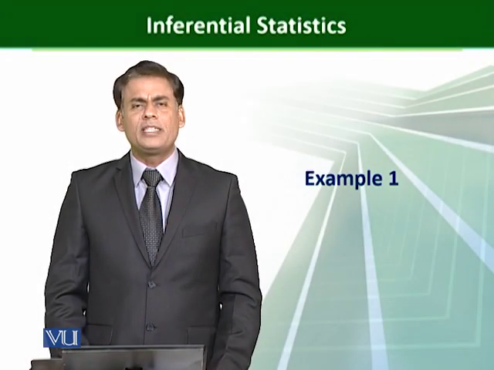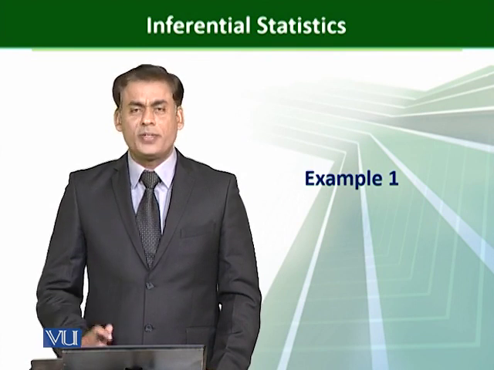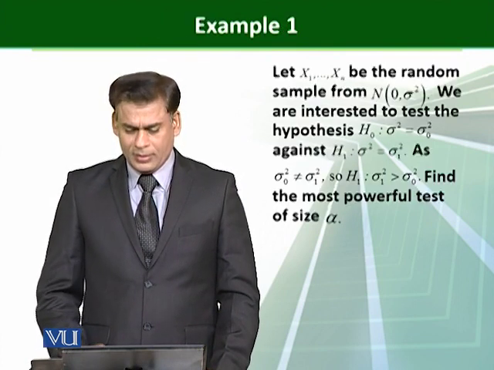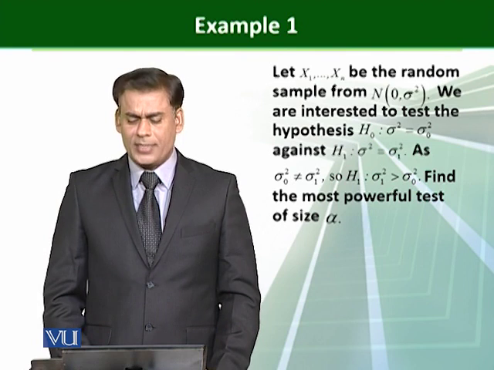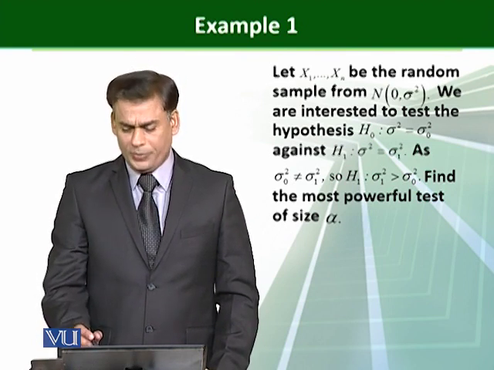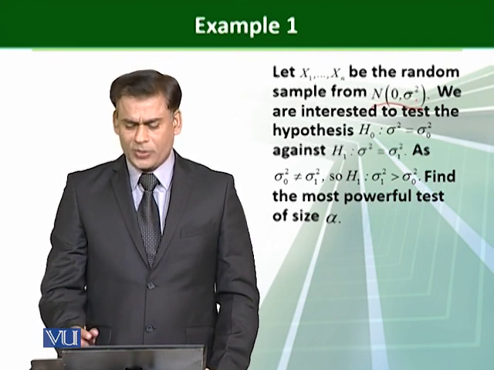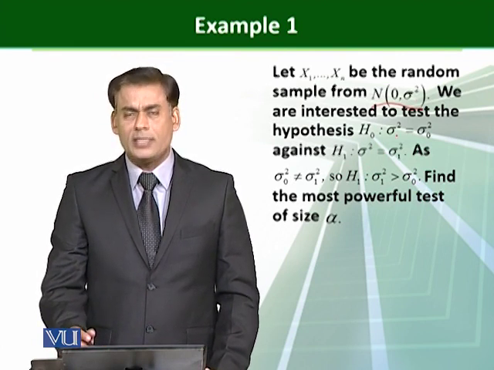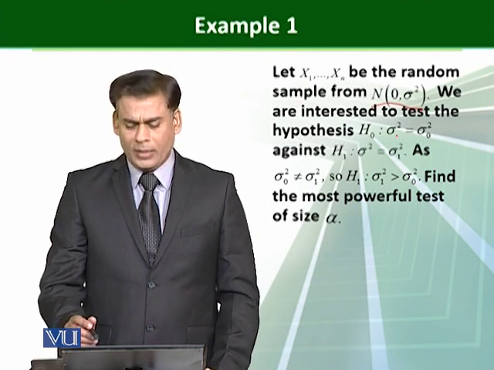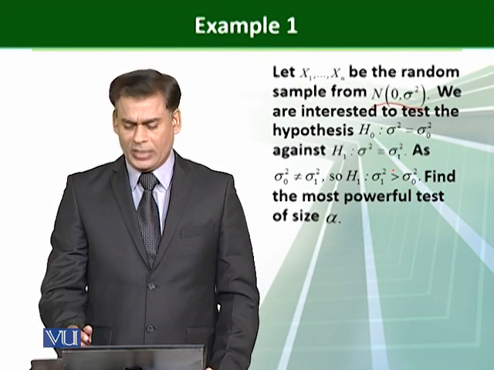Now we take some examples to demonstrate how we can find the most powerful test. So first example, let x1, x2 up to xn be random samples from the normal distribution with mean 0 and variance sigma square. We are interested to test the hypothesis H naught: sigma square is equal to sigma naught square, against the alternative hypothesis sigma square is equal to sigma 1 square.